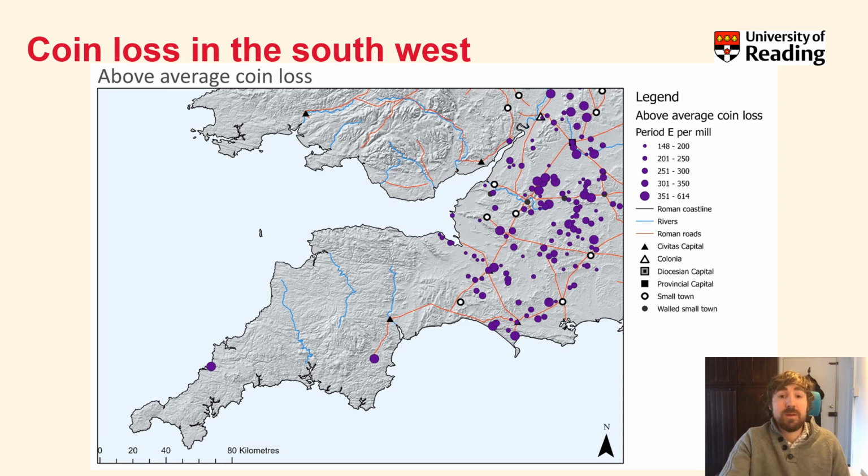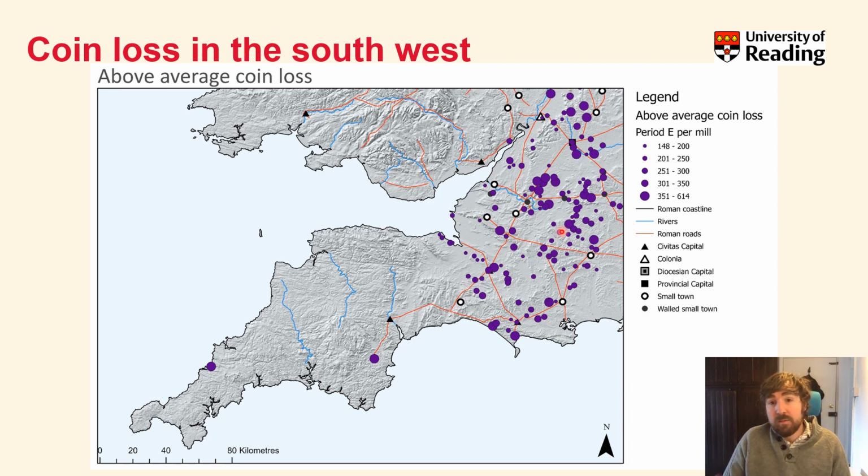So here you can see that there are only two parishes in Devon and Cornwall that have above average coin loss, whereas in contrast, to the east of the River Parrett, you have a vast number of parishes that have above average coin loss. Mostly they're concentrated around the road network, but also in Wiltshire you see a lot of sites that show high coin loss into the Roman period that are based around river valleys instead.